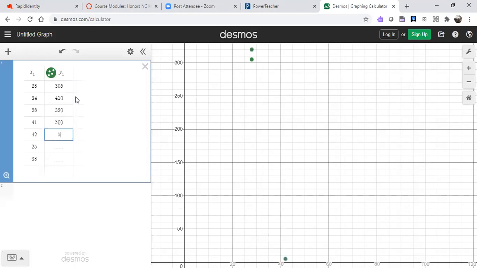500. So if you skip one, you're going to get an error when you try to make the model.